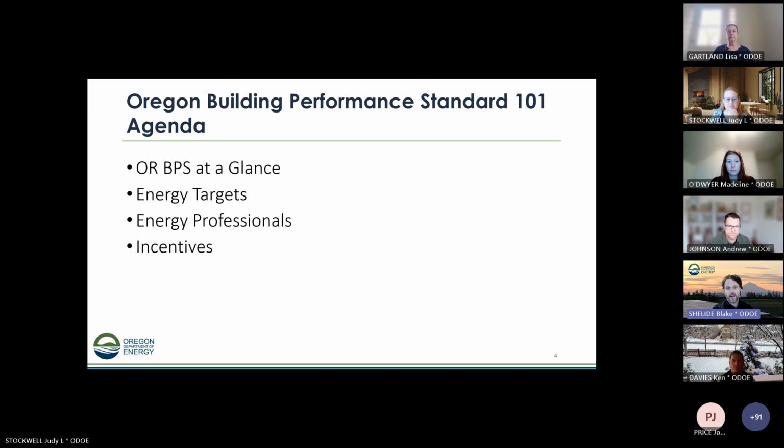So with this 101 and high-level focus in mind, we'd like to keep questions focused along with that same level of high-level detail. We're always happy to discuss individual, specific nuance like building situations, but we find that we can better serve that level of detail through more direct interactions through our help desk, email, and phone lines. So with that, I'd like to turn it over to Madeline to get into the heart of the webinar and start out with BPS at a glance.